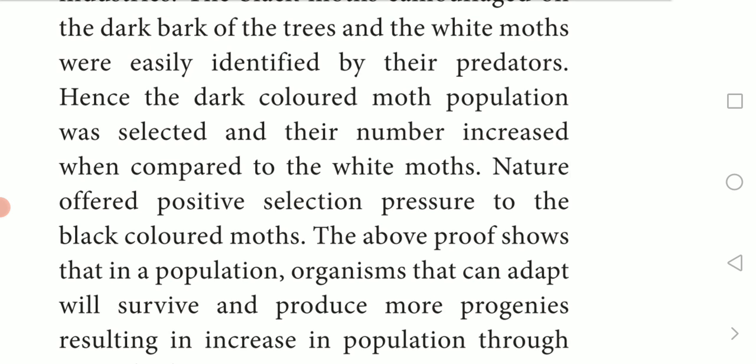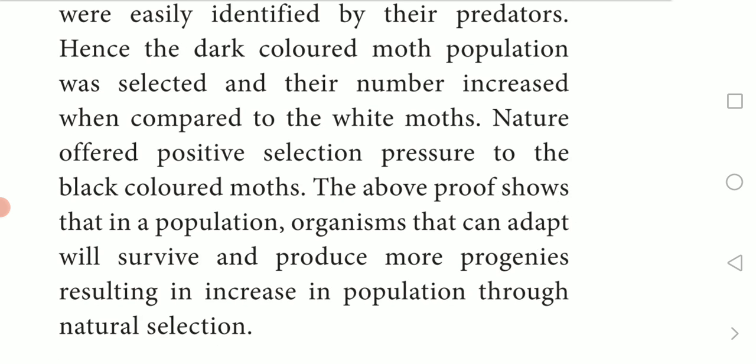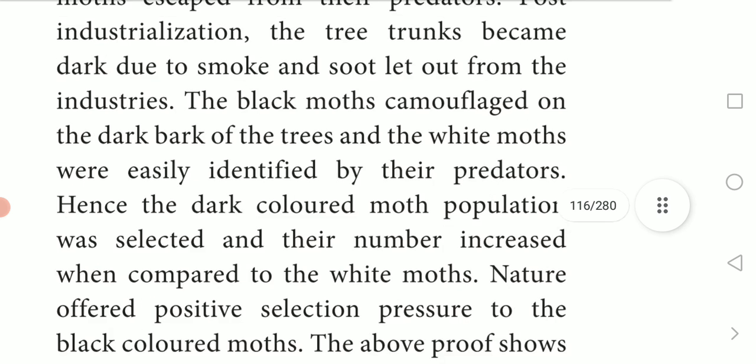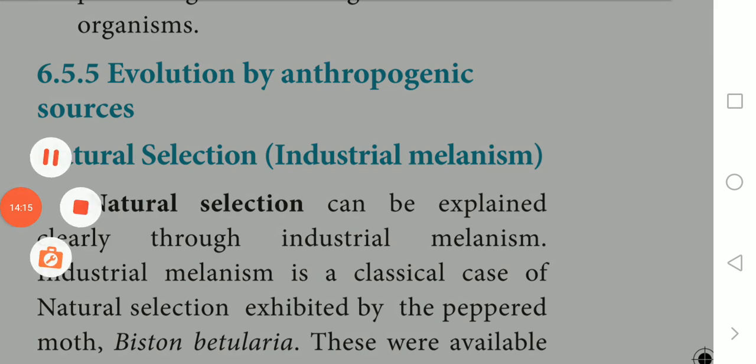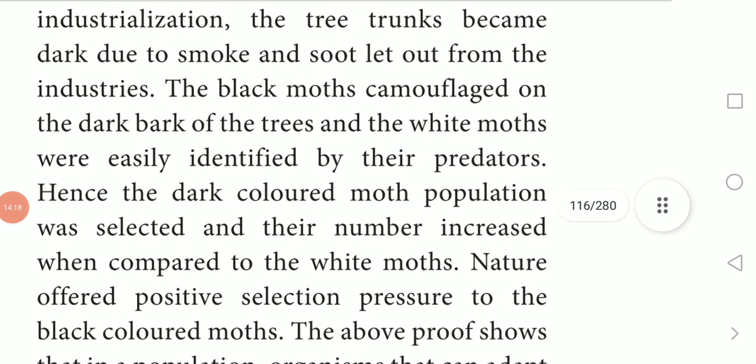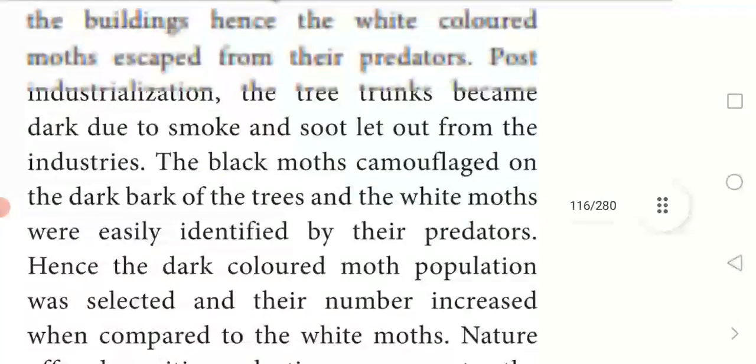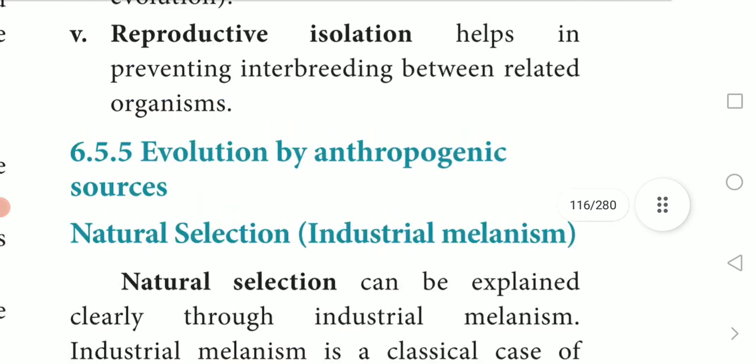So the black moth camouflaged on the dark bark of trees, and the white moths were easily identified by the predators, since they are white in color, and were easily killed by predators. Nature offered positive selection pressure to the black colored moths. The above proof shows that in populations, organisms that can adapt will survive and produce more progenies, resulting in an increase in population through natural selection.